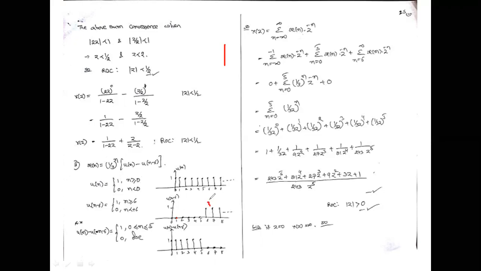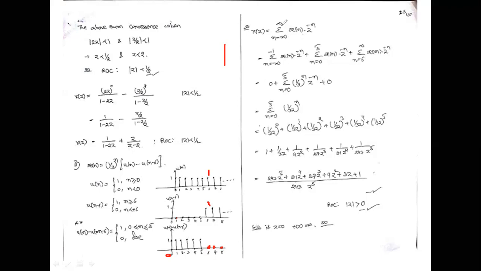From 6 onwards, u of n is 1 and u of n minus 6 is also 1. So 1 minus 1 is 0 here, and here also 1 minus 1 is 0. So only it is a range, now from 0 to 5 only. So u of n minus u of n minus 6 is 1 for the range of 0 to 5.